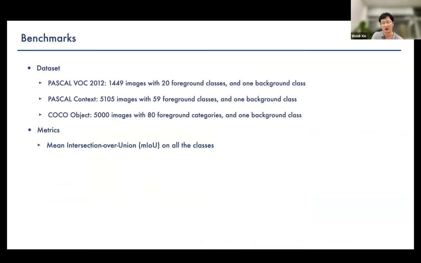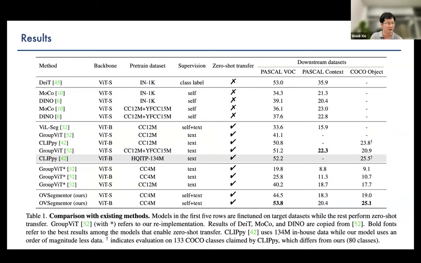To benchmark the progress, people use Pascal VOC, Pascal Context, and COCO Objects, and evaluate mIoU on all the classes. This is the table, and this is the GroupViT result. They train on CC 12 million, which is quite a lot of images. We can train on CC 4 million and still get much better performance than them. The gray one highlighted is from Apple, and they train on 34 million images. I think it's an ICLR submission. I'm not sure if it's accepted or not, but that's a lot of images, and they do show some good results, honestly.